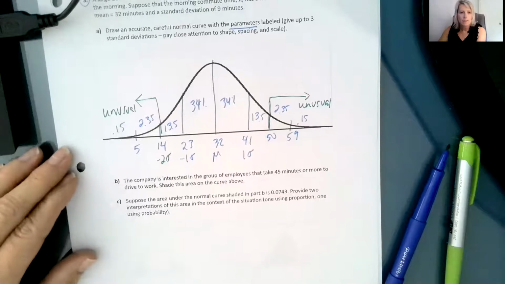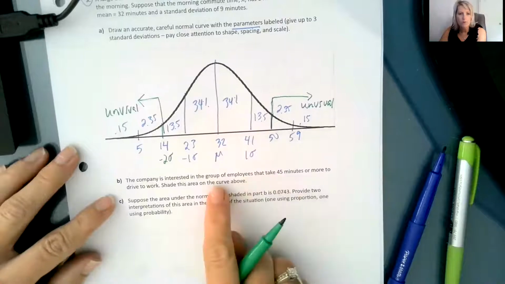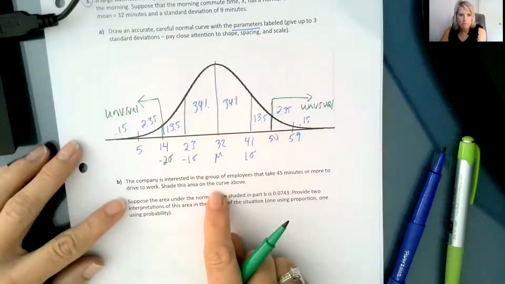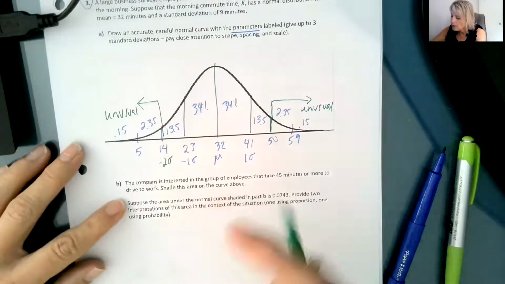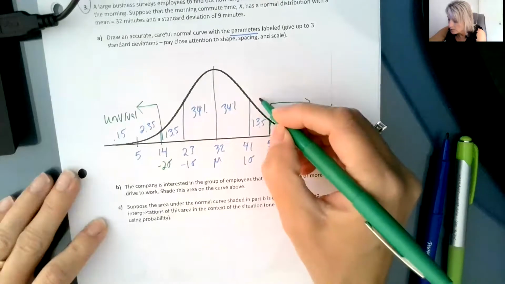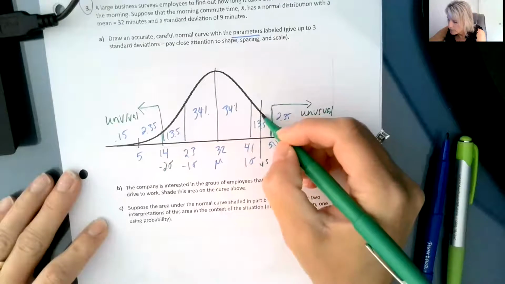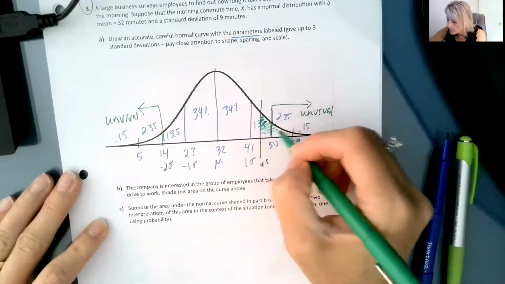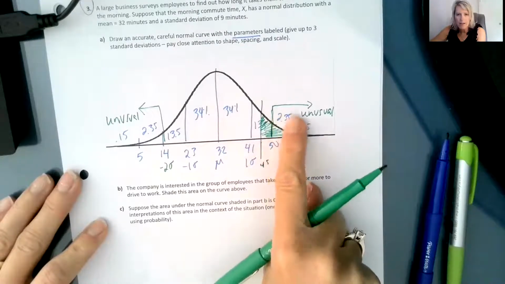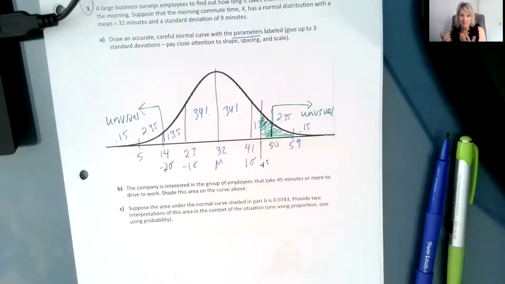So B says the company is interested in a group of employees that take 45 minutes or more to drive to work. So 45 minutes or more. So that is somewhere in between 41 and 50, right? We don't know exactly. So I'm going to mark 45 here for myself. And then I'm going to shade it, 45 or more minutes. Okay. We know it's at least 2.5%, and then it goes into this other category. So maybe around, we don't know, 8%, 12%.